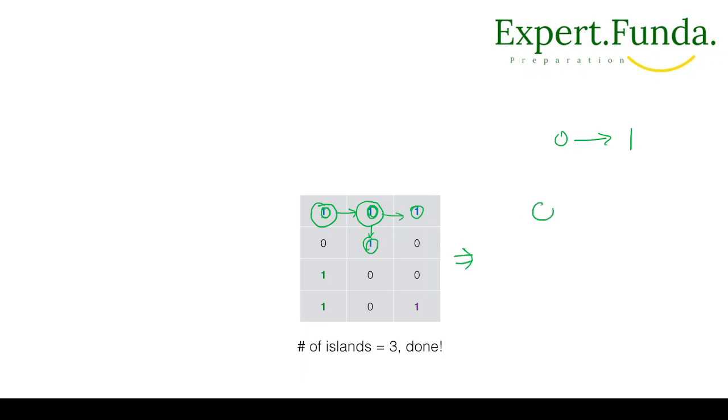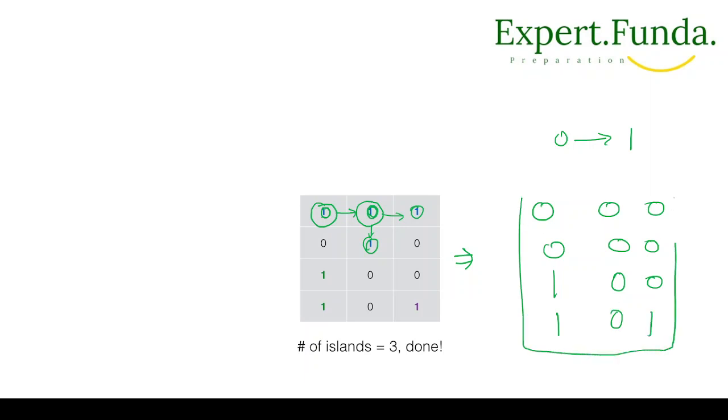So now how will it look? Now the grid contains 0 0 0 0 0 0, 1 0 0 1 0 1. So this will look like this one.